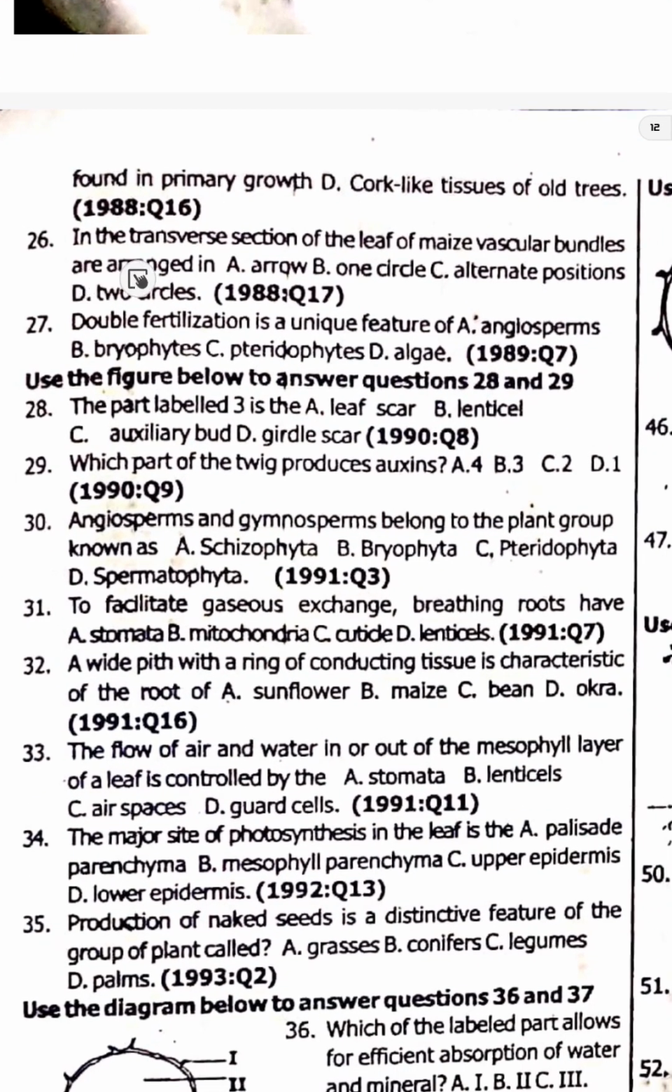26. In the transverse section of a leaf of maize, vascular bundles are arranged in one circle. B. 27. Double fertilization is a unique feature of pteridophyte. Bryophyte. Yeah? Wow. Bryophyte. Pick bryophyte for me.